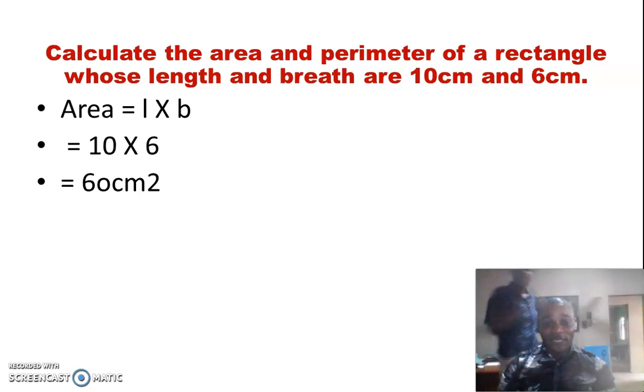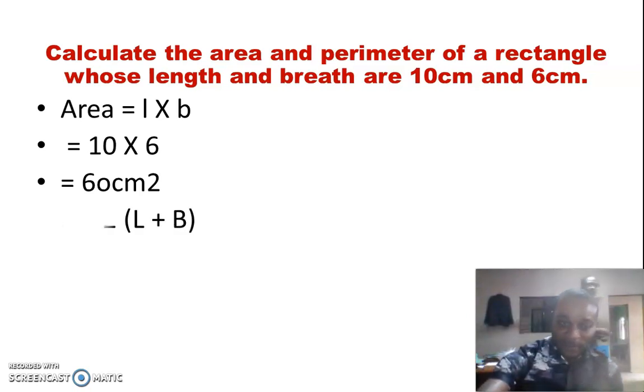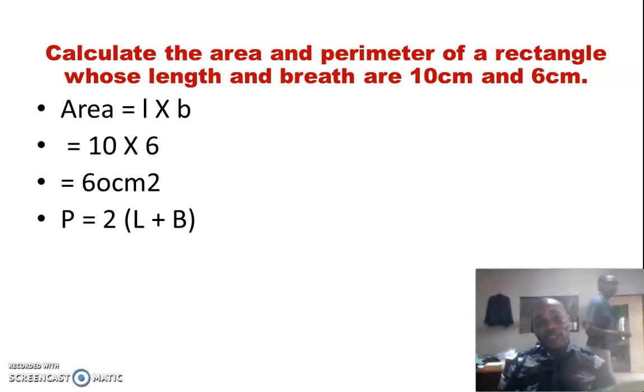I believe you understand that. Alright. Now, the perimeter. Remember the question says find the area and the perimeter. The area is 60 centimeters square. Now the perimeter is 2 open brackets, length plus breadth.